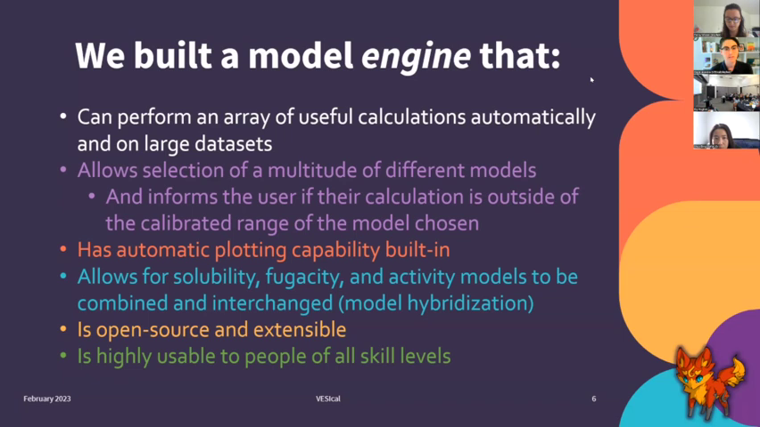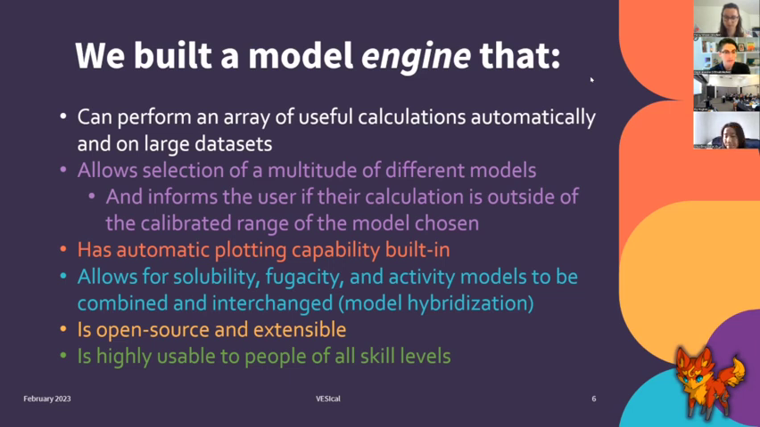So VESIcal is a model engine. It's not a new model. It's a way to combine all of these different models and allow you to perform an array of the calculations that you might want to perform automatically on large data sets and with any model of your choice. It's written in Python. It's completely open source. It's extensible, and we're constantly maintaining it, addressing issues, and adding new features. There were a few goals we had when making VESIcal. Of course, combining the models into this framework was the key thing.